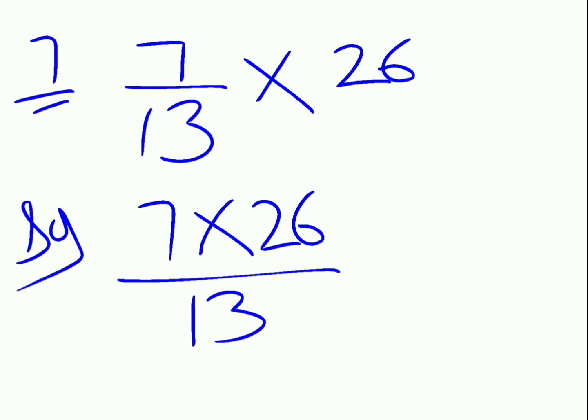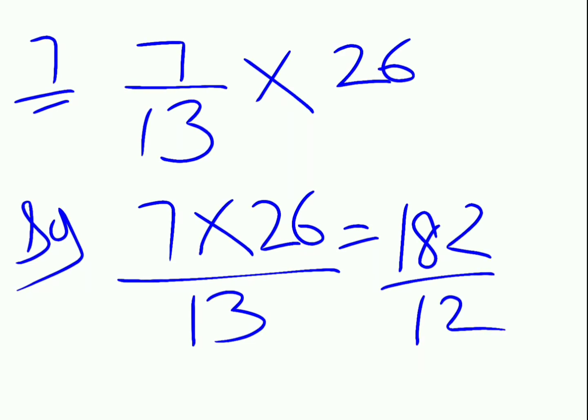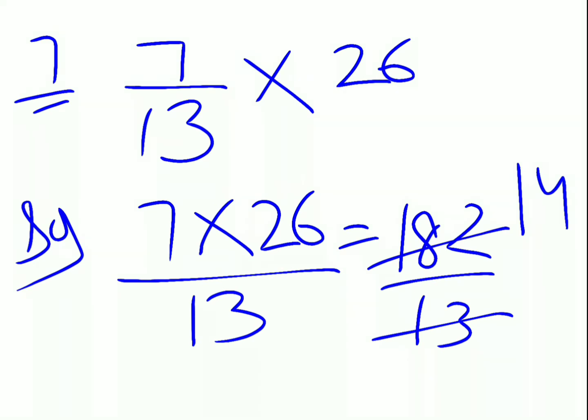So 7, when you multiply by 26, 7 6s are 42. So 7 2s are 14. 14 plus 4 is 18. So the answer will be 182 by 13. Clear? Now 182 and 13 you can cut. How? If you divide these two numbers, you will get the answer, because the answer will come 14. Because 13 ones are 13. So 18 minus 13 will come 5, and 13 fours are 52. Clear? So the answer will be 14 only.